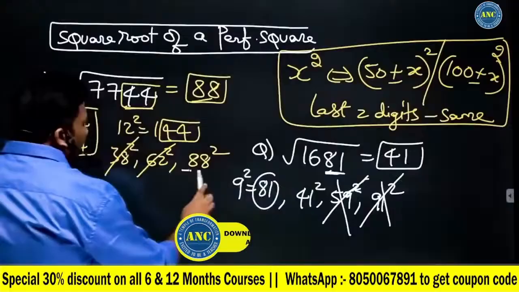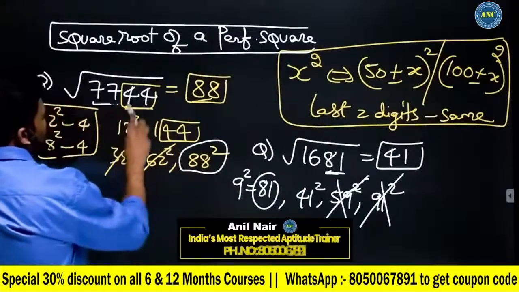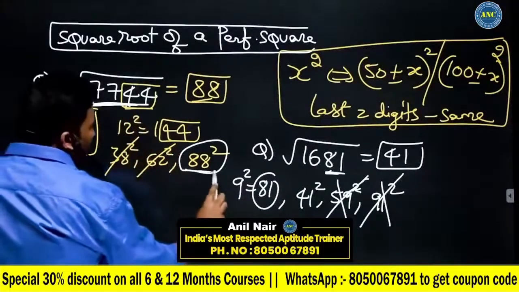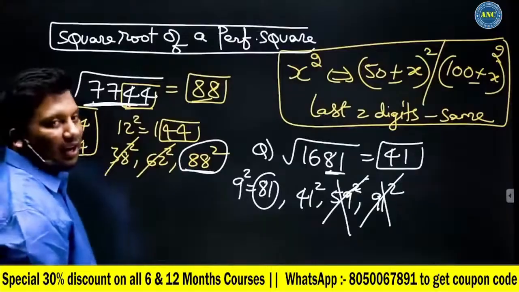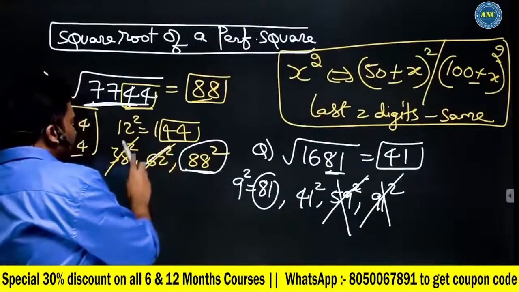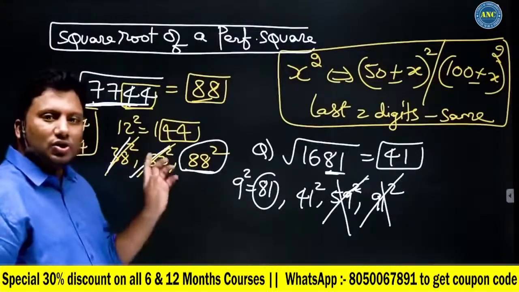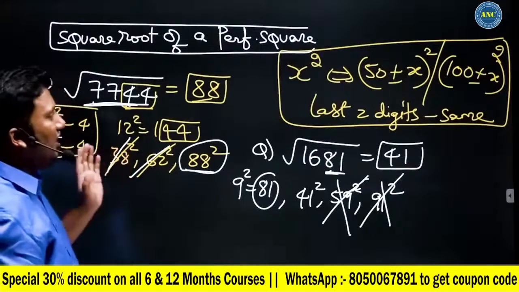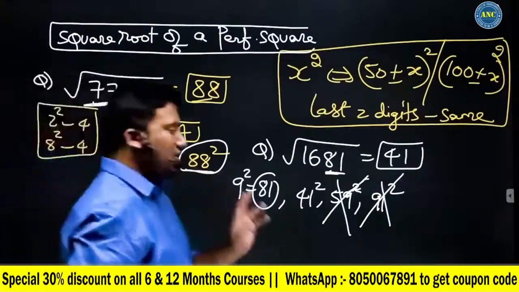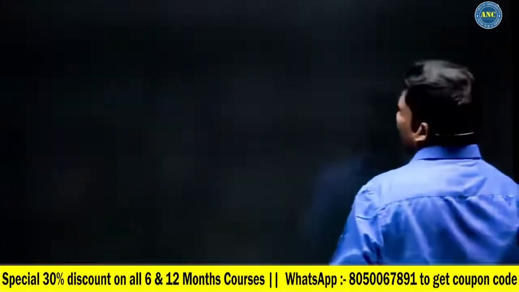So 88 square. See here, it is 7,000 plus. 80 square is 6,400. Answer should be greater than 80. This is out, this is out. So it is cancelled. Idea, it is clear, right? Just by looking at the question, you will get the answer.